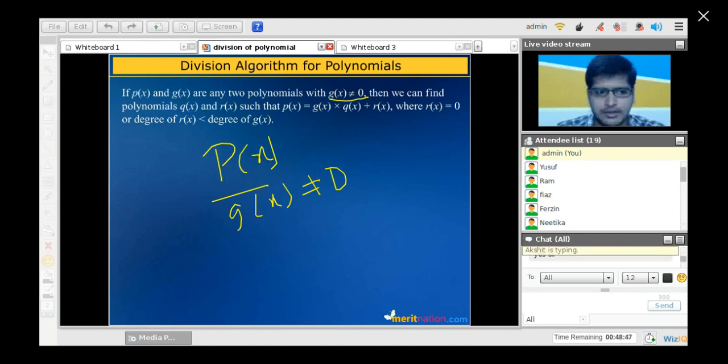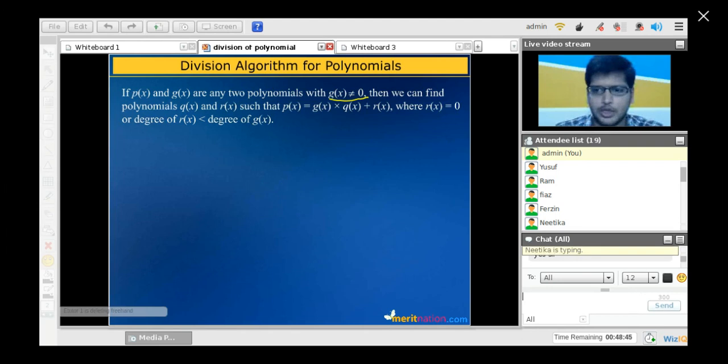Anyways, let us read the complete statement over here. If p of x and g of x are any two polynomials with g of x not equal to 0, then we can find polynomials q of x and r of x such that p of x is equal to g of x into q of x plus r of x, where r of x is equal to 0 or degree of r of x is less than degree of g of x. That's a good question actually to ask: what if g of x is a constant?